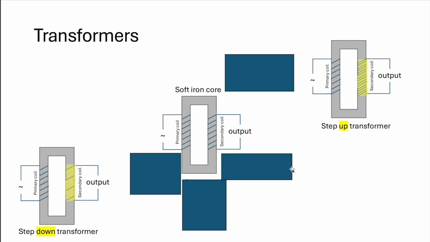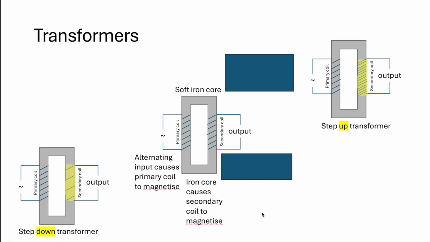So this is how a basic transformer looks. It has a soft iron core, a primary coil connected to the alternating current, and a secondary coil towards the output that you want, say in a household appliance. Having the coil around the soft iron core magnetizes the iron, and it therefore passes the magnetism onto the secondary coil, causing it to have an induced current that goes out of the secondary coil.